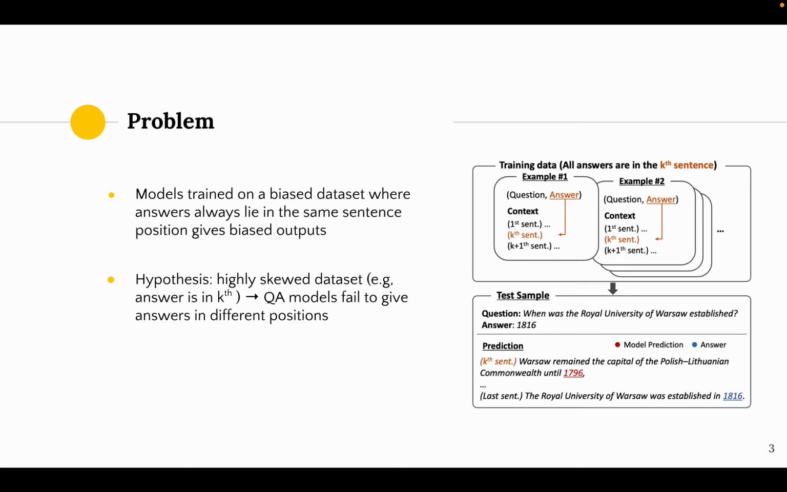For that, let's take a look at the picture on the right hand side. This picture shows an example of position bias. BERT trained on the dataset with a skewed answer position distribution provides wrong predictions, biased to the specific sentence position.